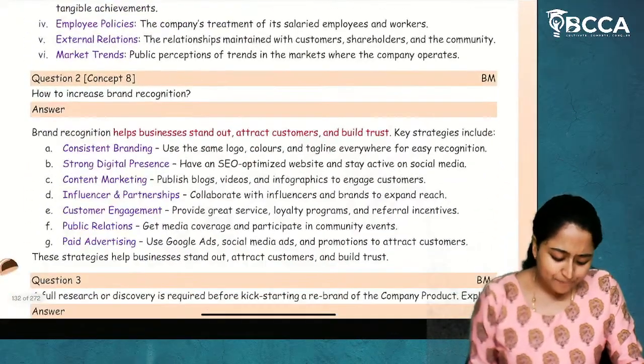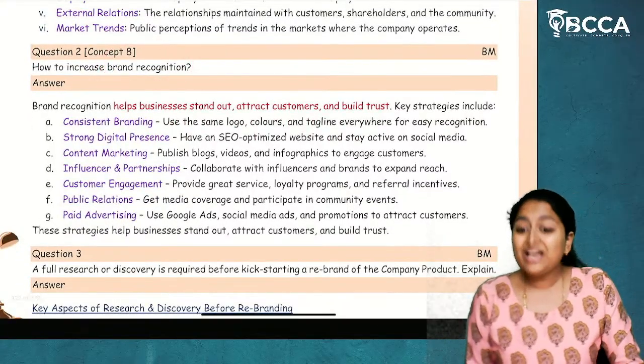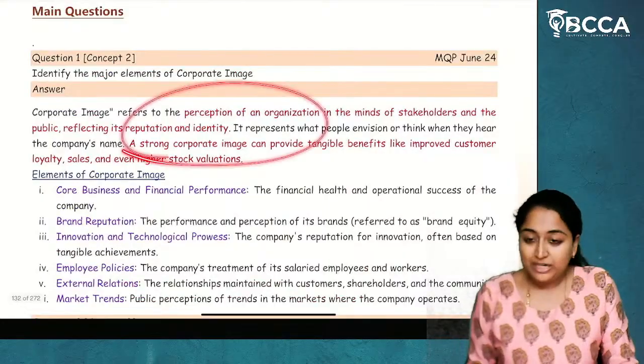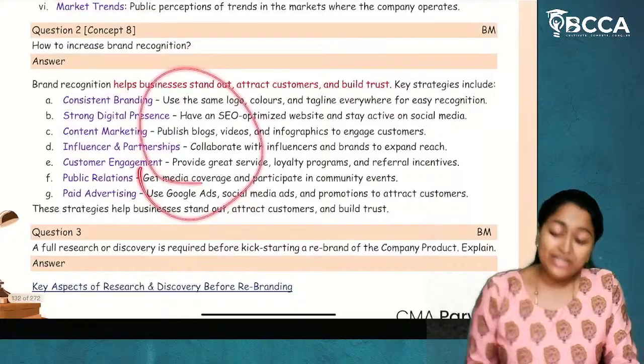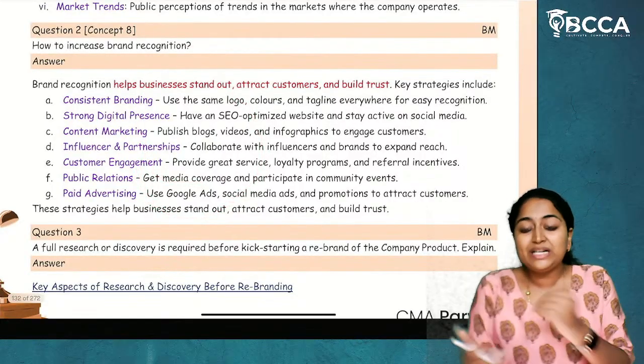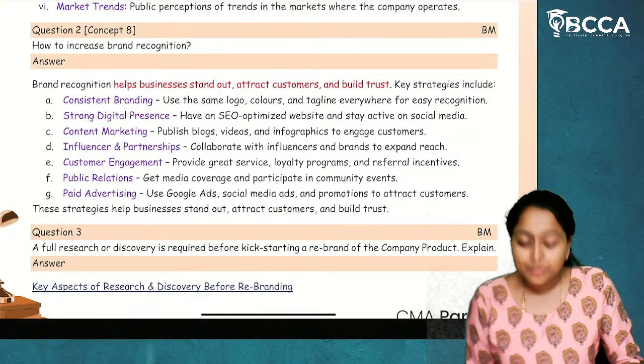I hope it is clear. Now question number 2, how to increase brand recognition. Okay, we have understood that this is corporate image and this is how corporate image will be built. But how to increase brand recognition? How to increase this corporate image? This is a board material question, can be tested in your examination.